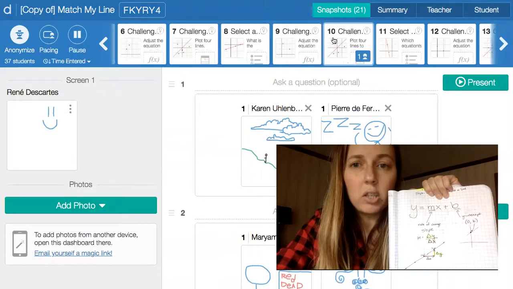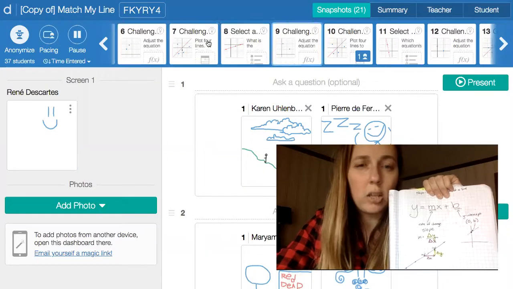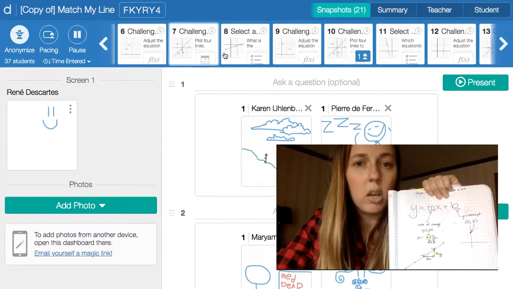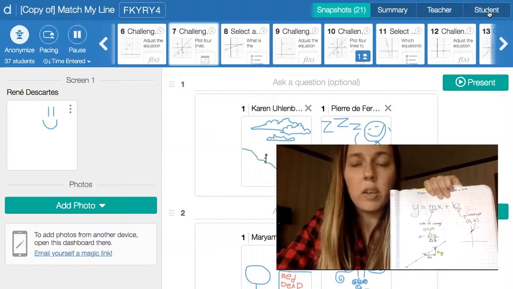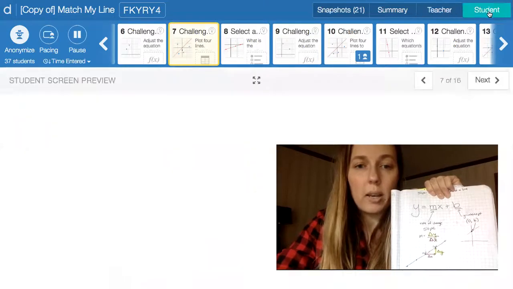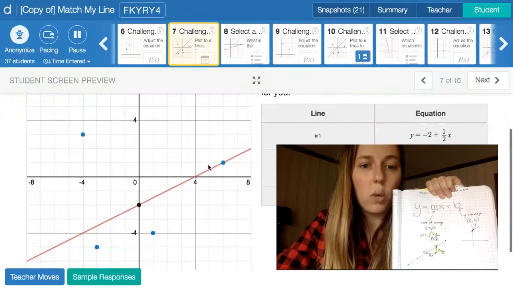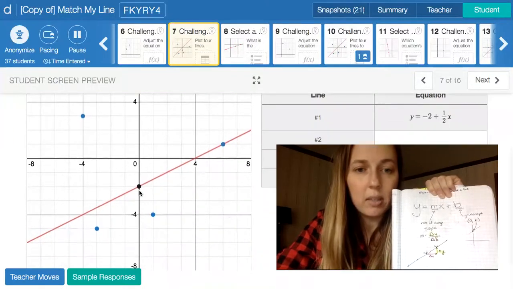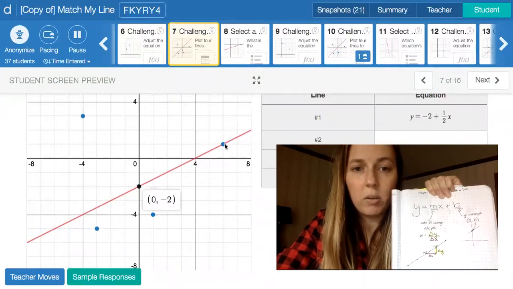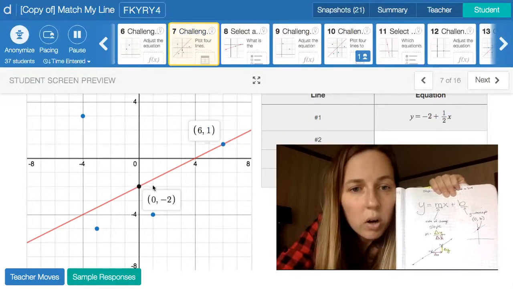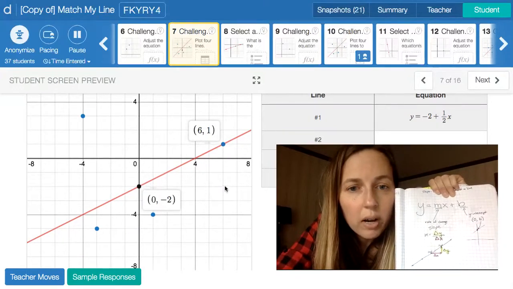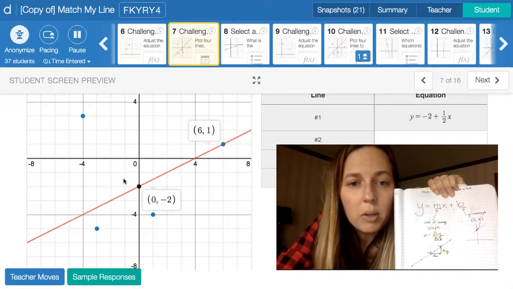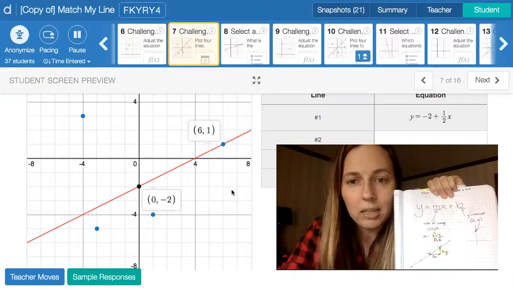So for all of these challenges, until you get up to challenge 9 where it sort of switches to something else, you're just literally trying to figure out what the slope is and what the y-intercept is. So for this first example that they gave us, the y-intercept is here at 0, -2. And then here's another point over here at 6, 1. So if you count over 1, 2, 3, 4, 5, 6 over and 1, 2, 3 up. So the slope is 3 change in y per 6 change in x, 3 over 6.